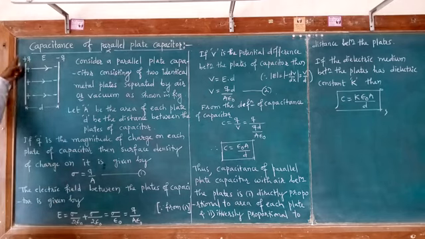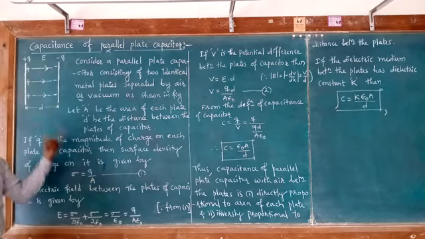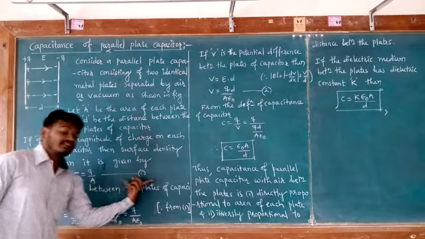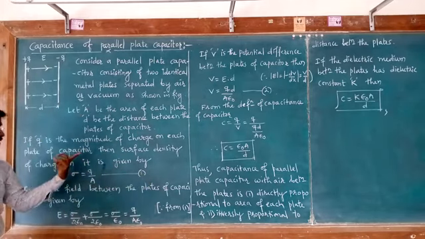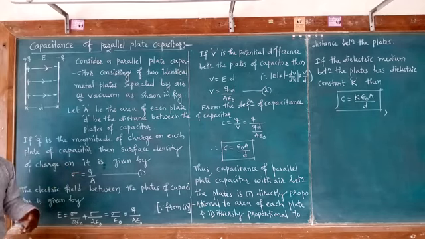The magnitude of charge on either plate is Q, and the area of cross section of each plate is A. Therefore, sigma is equal to Q by A. This is the surface charge density, or surface density of charge, on either plate of the capacitor. This is equation number 1.